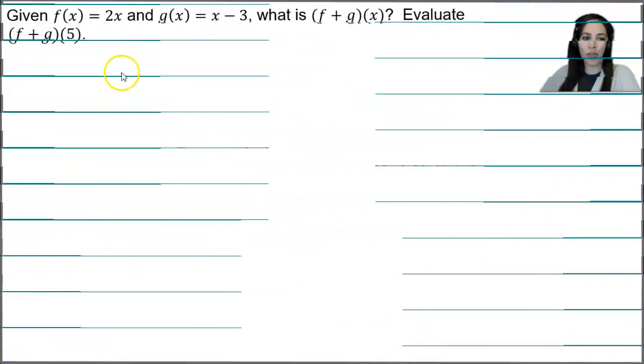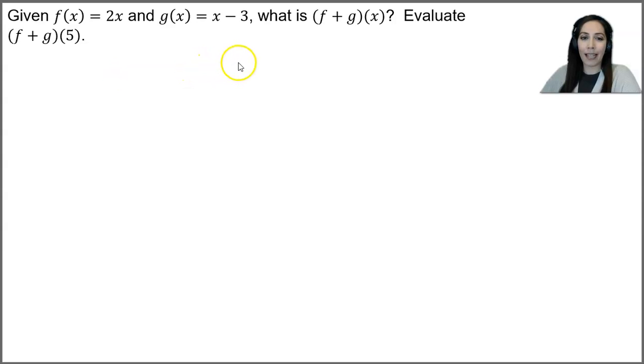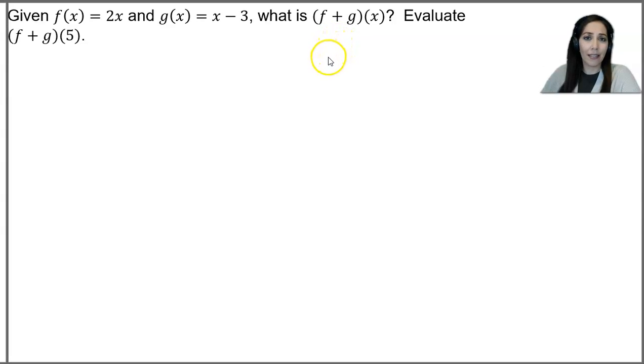Given f of x equals 2x and g of x equals x minus 3, what is the combined function f plus g of x? Evaluate the combined function f plus g of 5. How am I going to evaluate this, and how am I going to figure out the combined function of f of g of x?